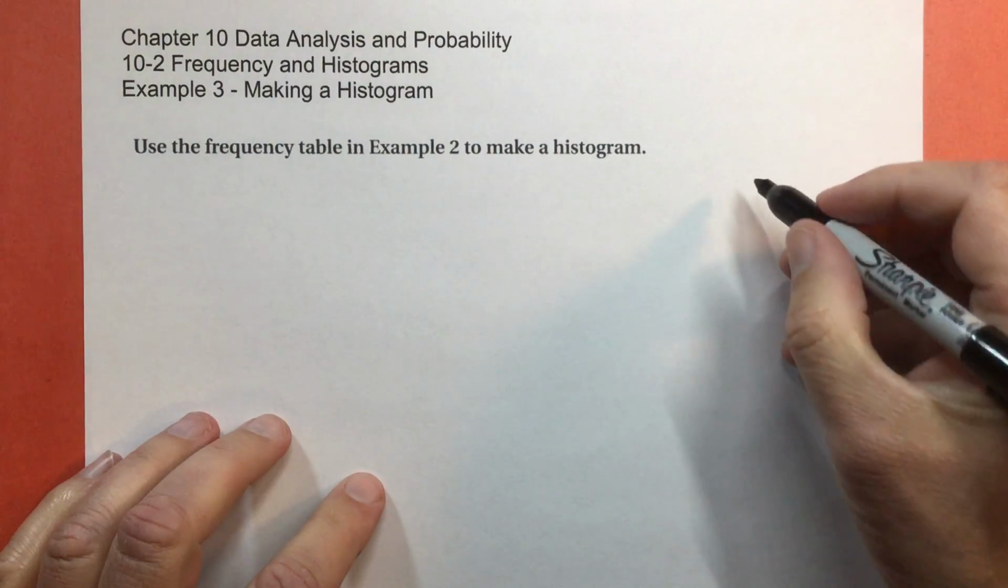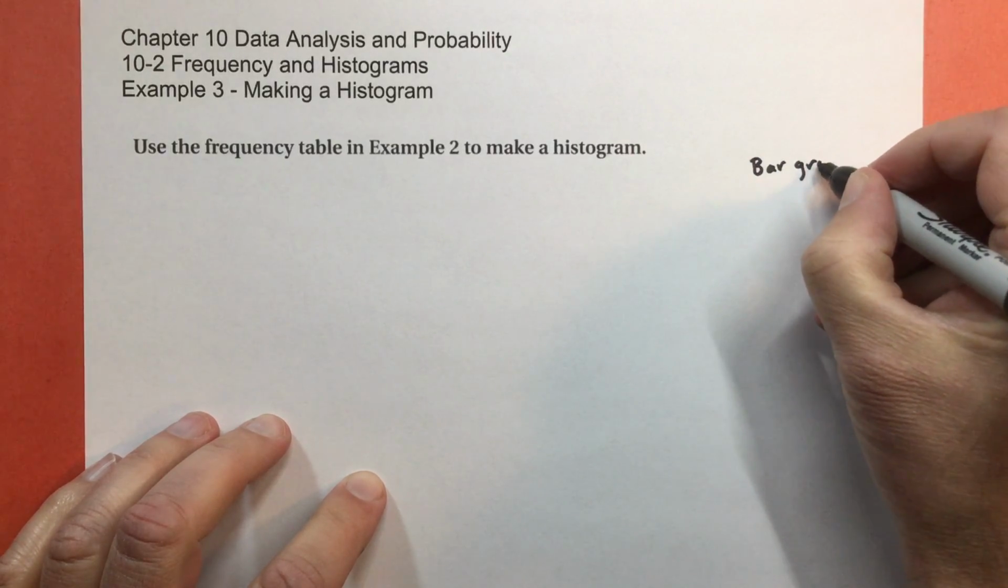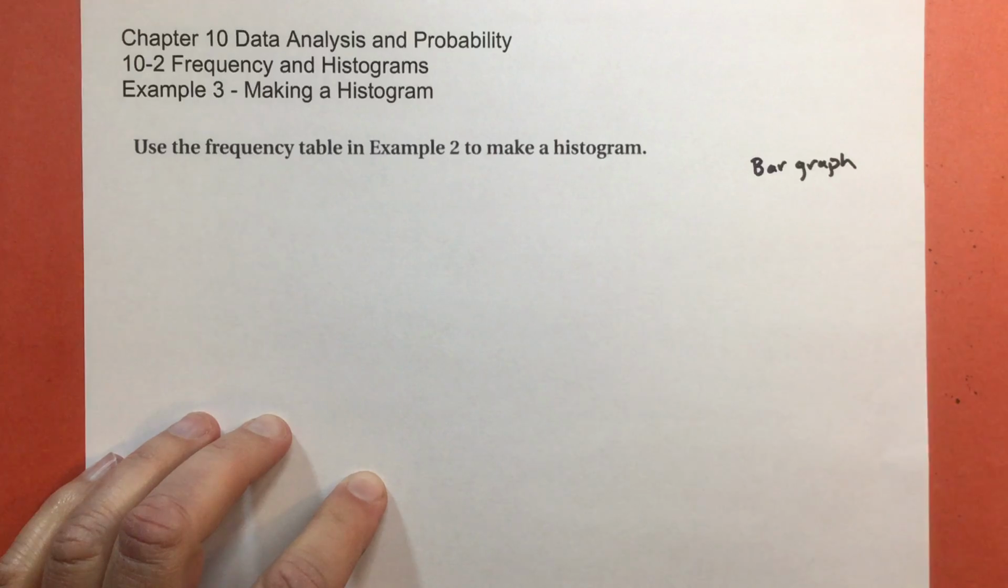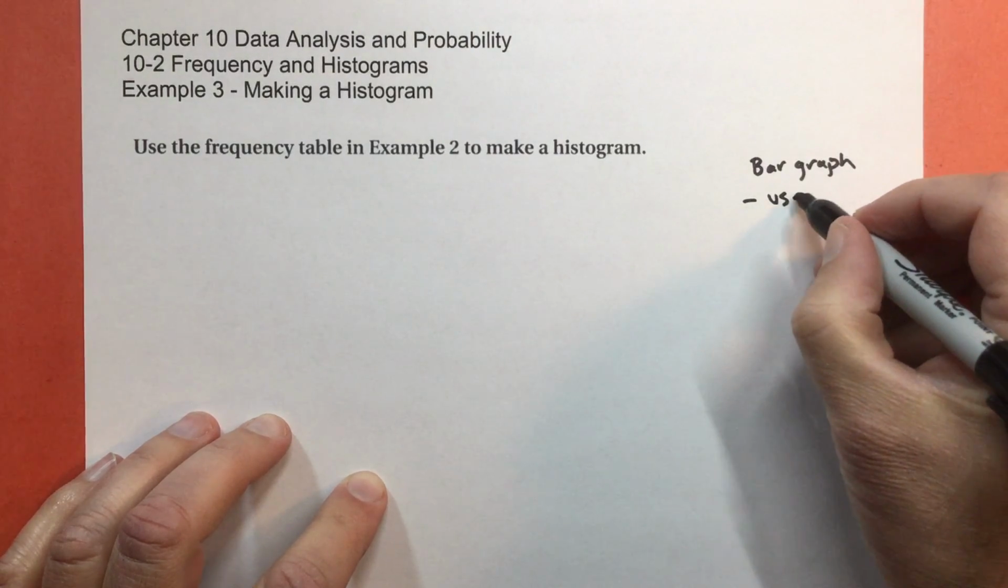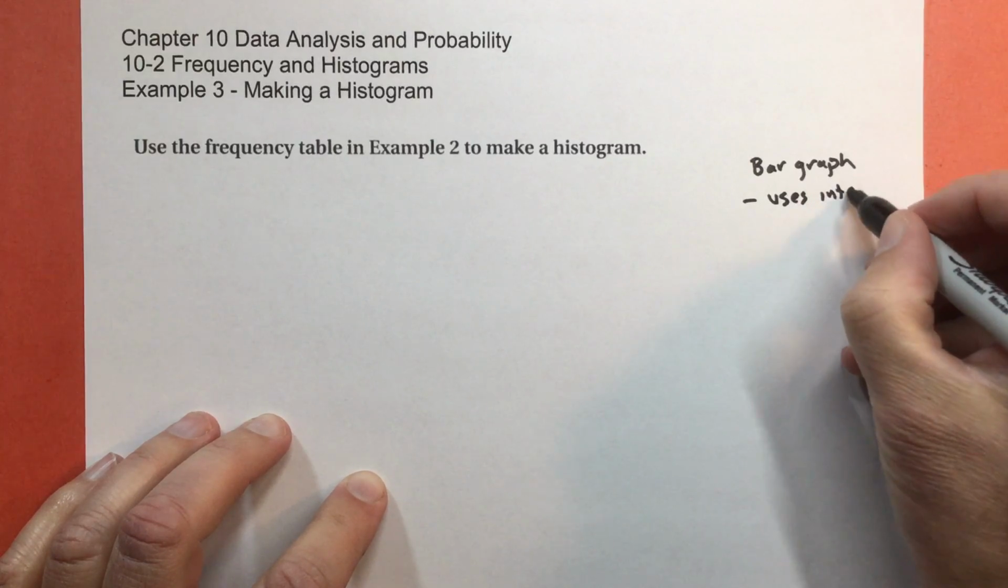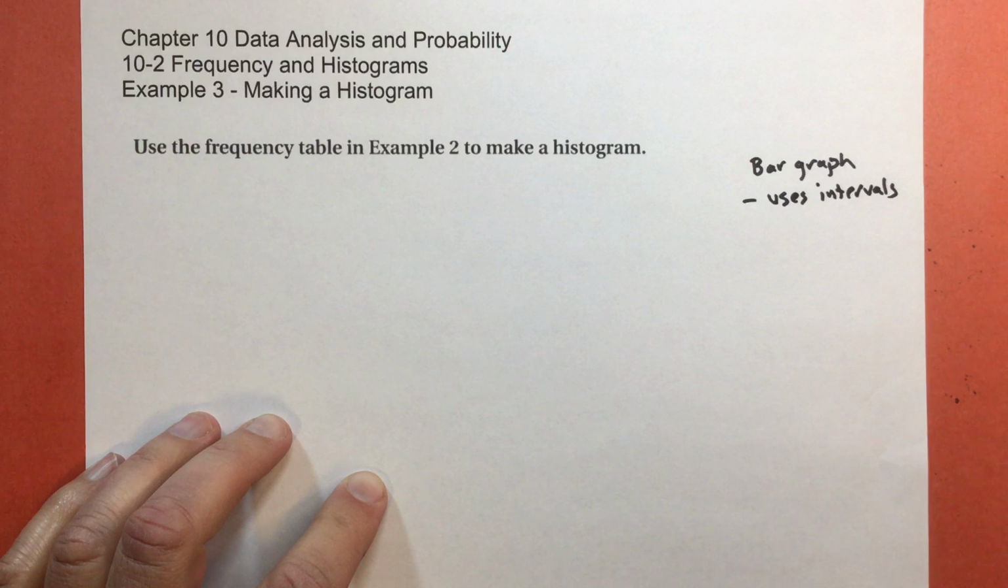Well, a histogram actually looks like a bar graph. But there's a couple things that are important about it, okay? First of all, it uses intervals. You may remember that bar graphs use categories. Well, in a histogram, the categories are numbers.